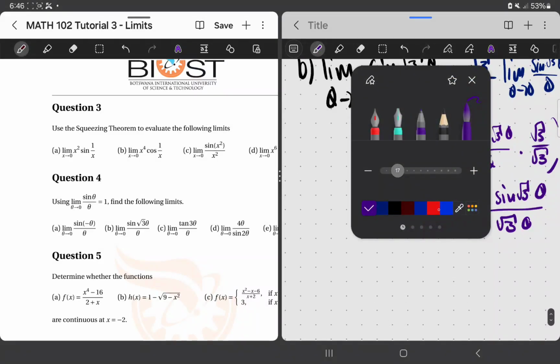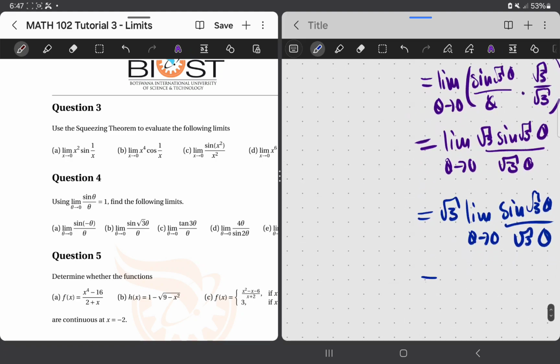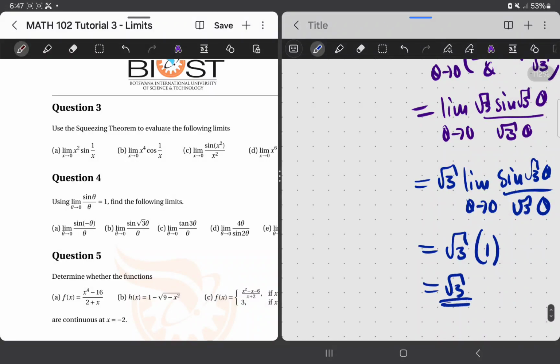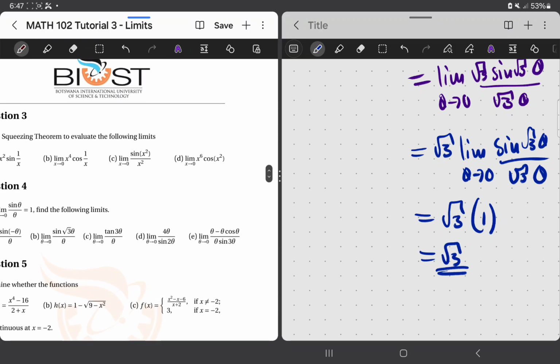We can just bring it out. So this is going to be equal to root 3 times the limit as theta goes to 0 of sine root 3 theta over root 3 theta. Now, once it's like this, the limit is 1, similar to the earlier version. So it's root 3 multiplying 1, and 1 times root 3 gives root 3. Sine root 3 theta over root 3 theta, as theta goes to 0, is 1. And that is it, we are done. Now we go to parts C to E in the next video. Goodbye for now.